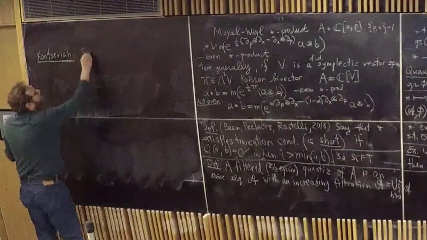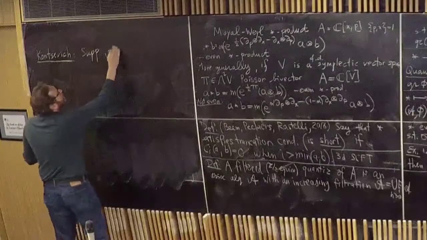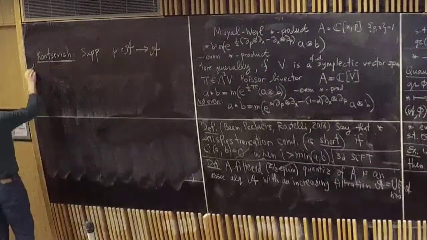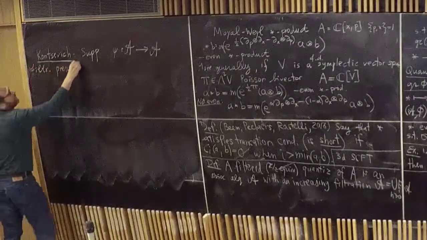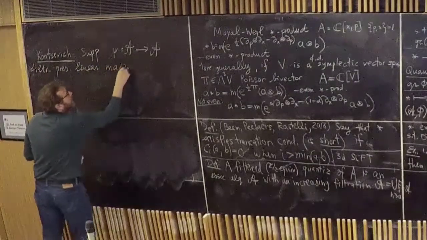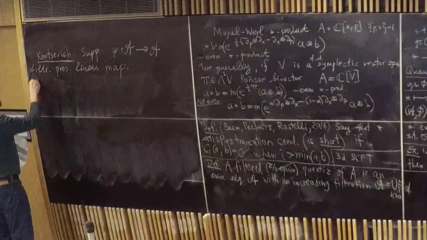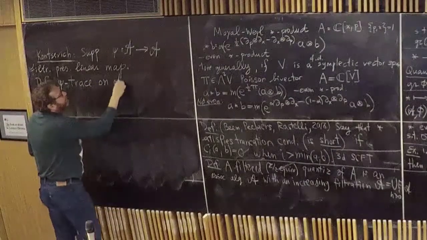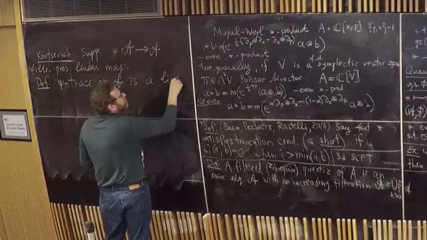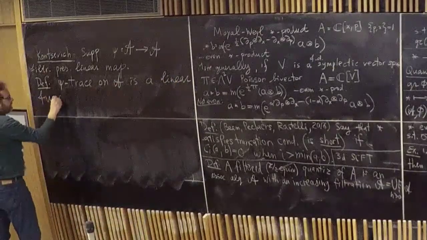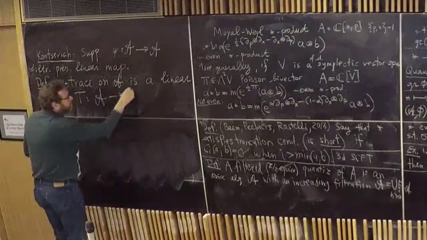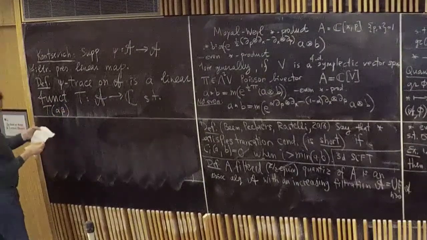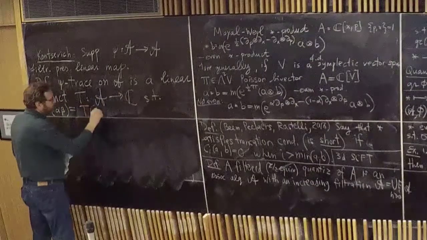Suppose we have this quantum algebra A. Suppose you have a map psi from A to A. It's just a filtration preserving linear map. No conditions so far. And then we make a definition that the psi trace on A is a linear function t from A to C, such that t of alpha beta equals t of psi of beta times alpha.